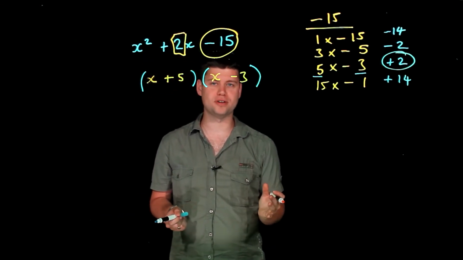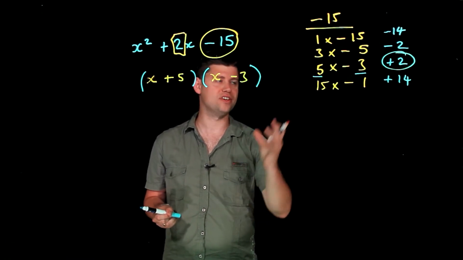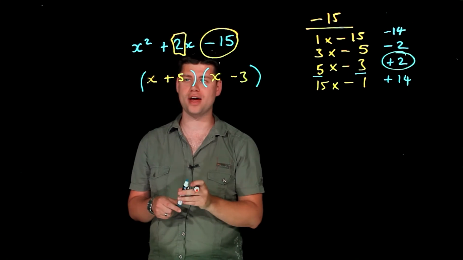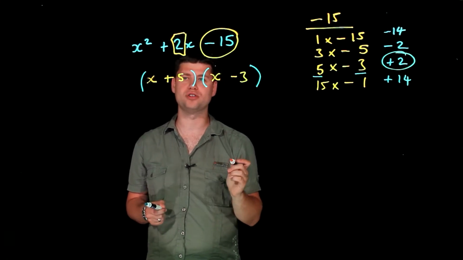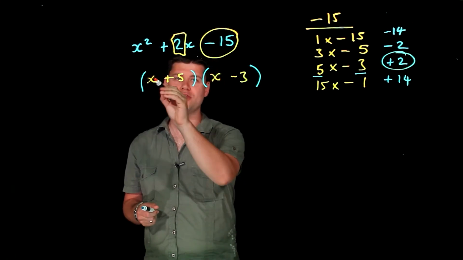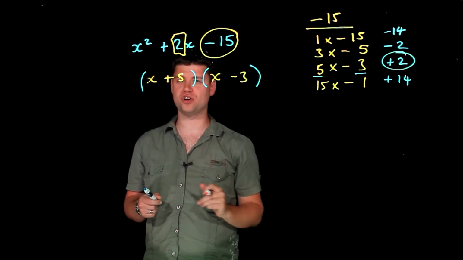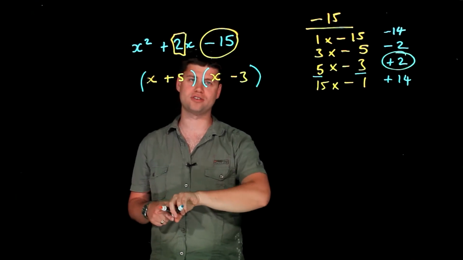Now the last thing we need to be able to do is we've got to be able to check that these solutions are correct, that we factorise the right way. Now, in order to do that, what we can do is we can multiply these brackets back out again to hopefully give us what we've started with. So let's see if that actually works.